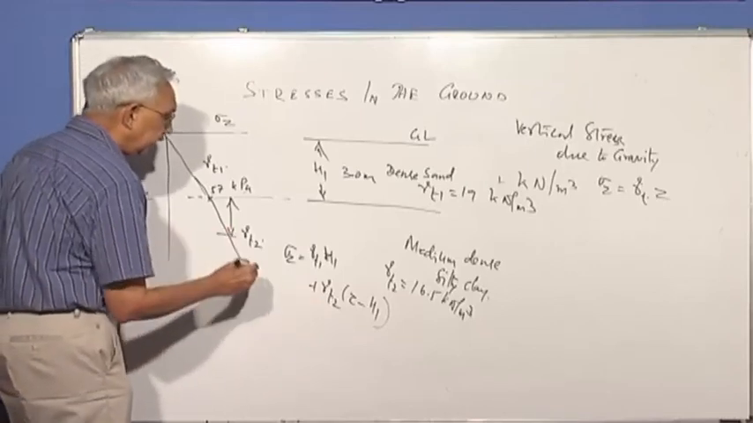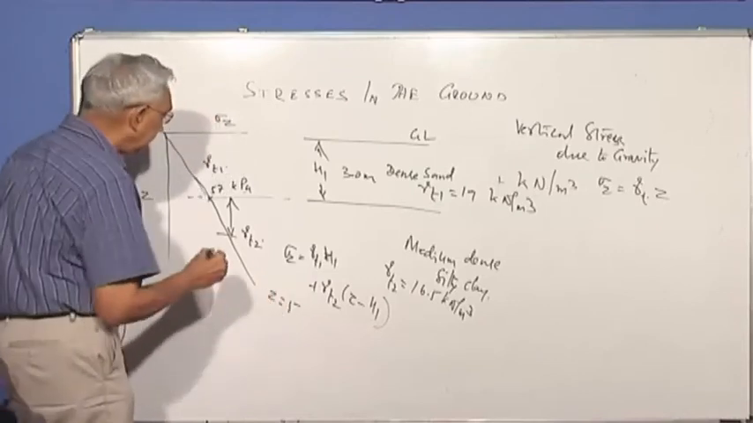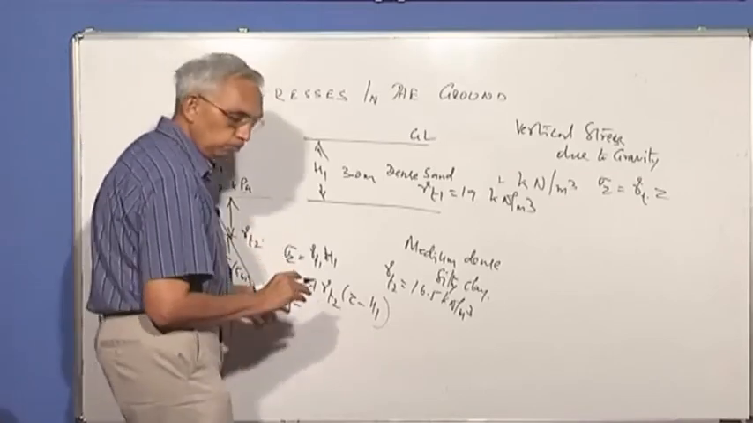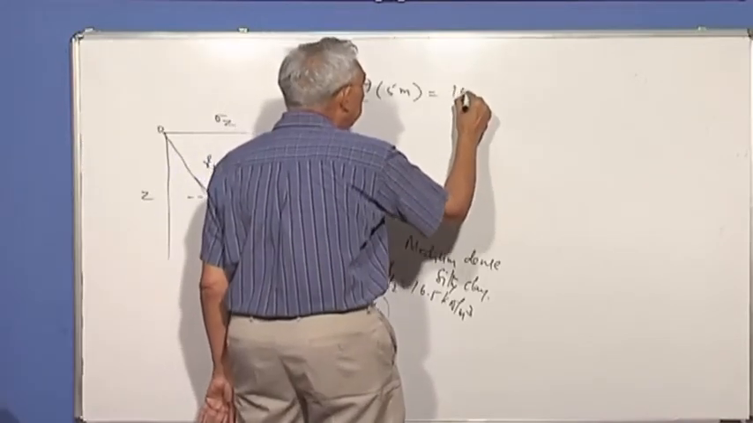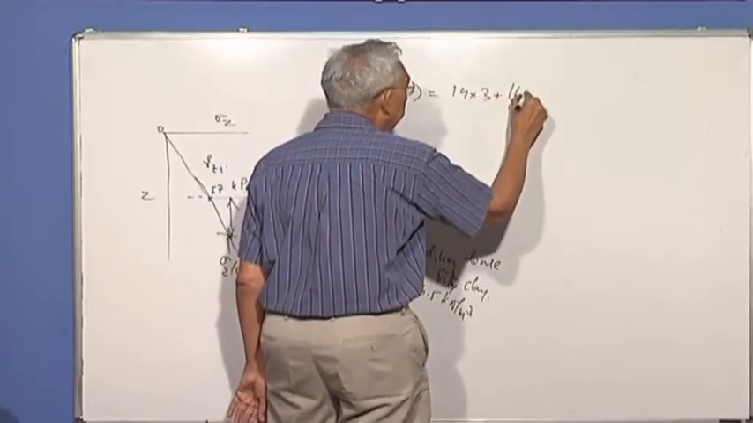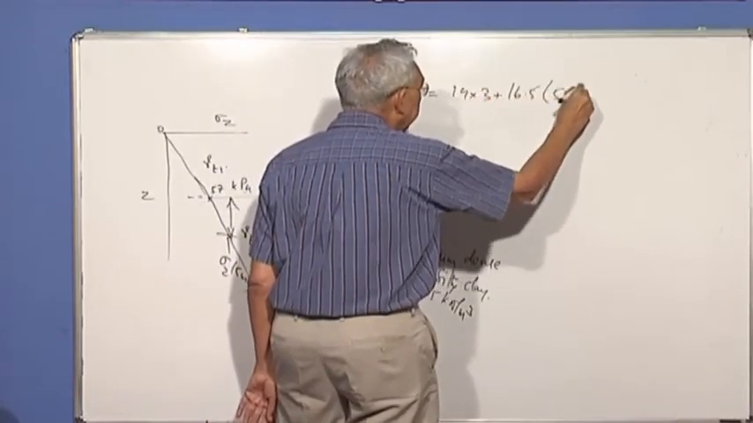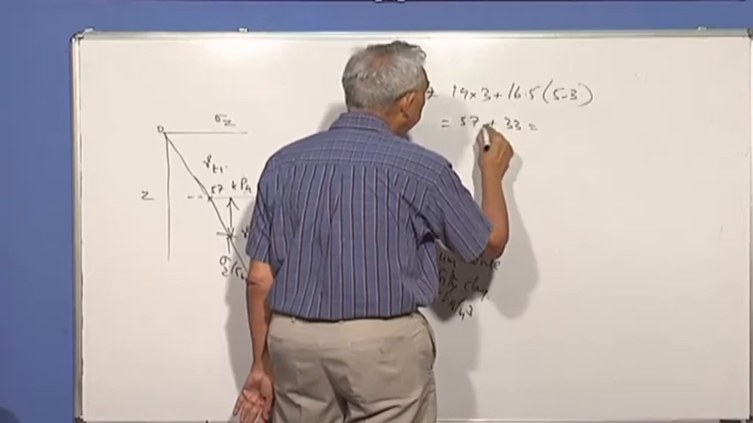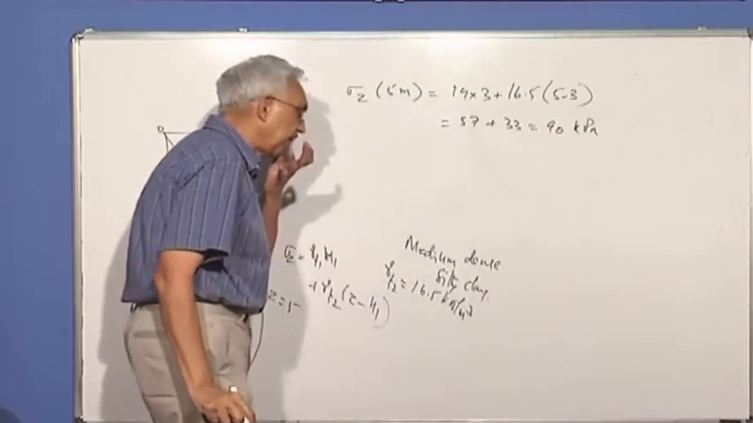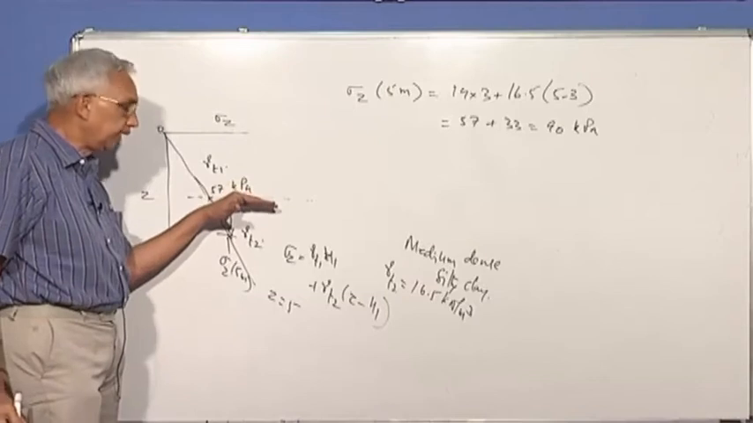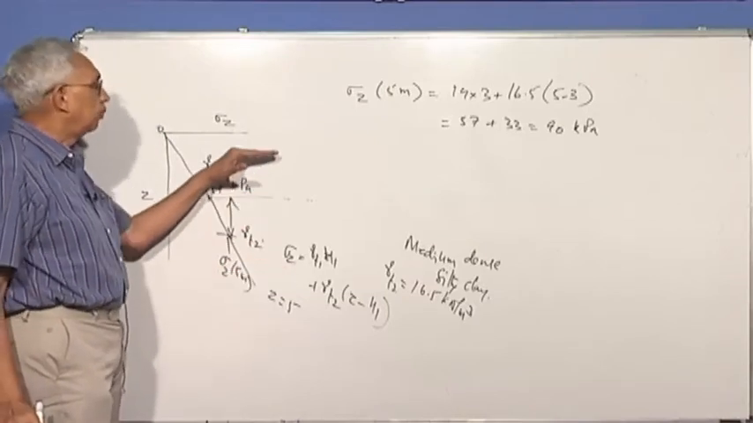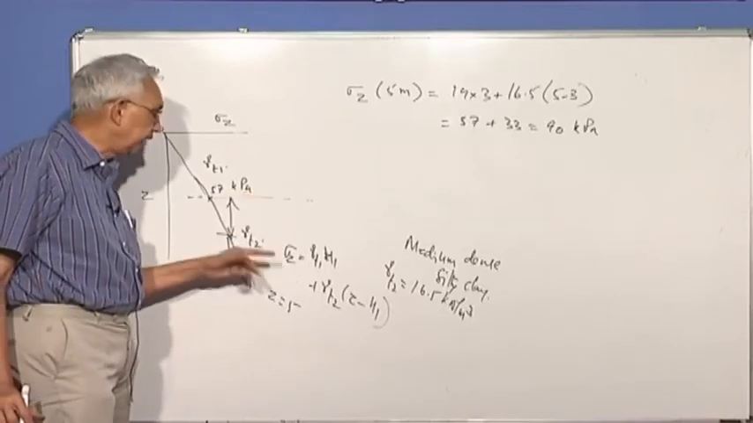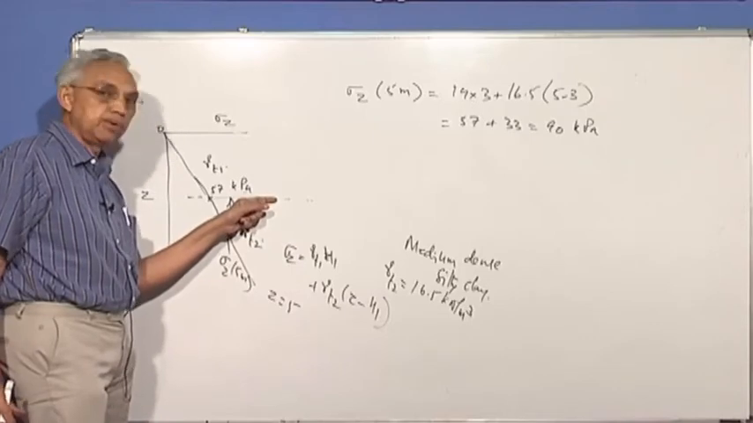Let's say I'm interested at Z equal to 5. Then what will be this stress? Sigma Z at 5 meters will be equal to 19 into 3 plus 16.5 into 5 minus 3. This is 57 plus 33. So it will be 90 kilopascals. So you know how to calculate stresses up to the first layer and stresses in the second layer by simply adding these two. But when you are calculating the stress increment in the second layer, you have to take the reference depth as the bottom of the first layer.